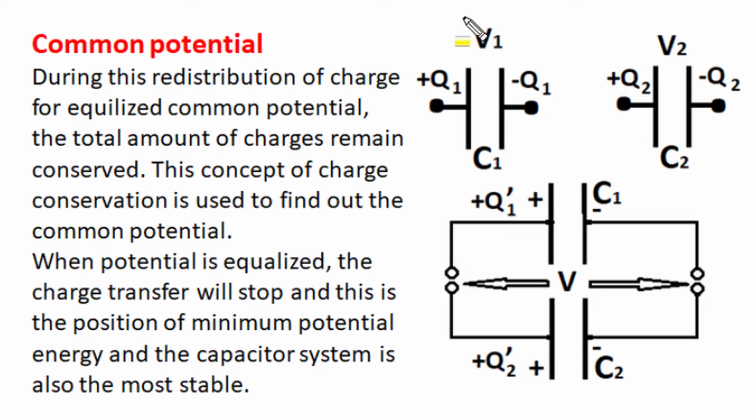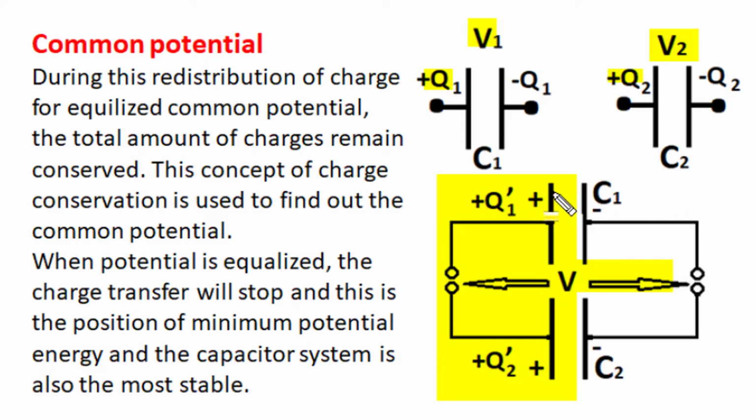When two capacitors of two different potentials are connected in parallel, the capacitor having higher potential will release its charge and its charge will reduce from say Q1 to Q1 dash, and at the same time the capacitor having lower voltage will receive charge and its charge will increase from Q2 to Q2 dash, and ultimately both will have common potential. But during this charge redistribution, the total amount of charge on the capacitor plates, which is earlier Q1 plus Q2, will remain the same as Q1 dash plus Q2 dash.